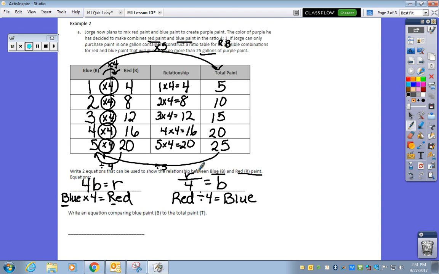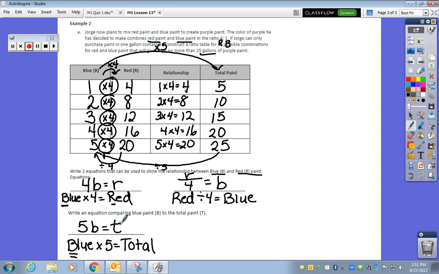Now they want us to compare blue to total, which we've already drawn our arrows to show what we're doing. So blue times 5 gave us the total. Again, to write that as an equation, we would put the 5 first, directly next to the b for blue, and that's equal to t for total.